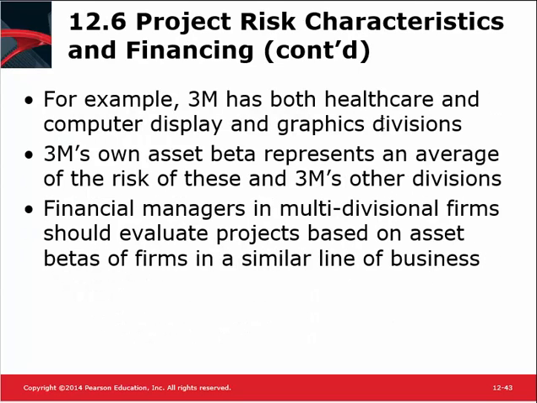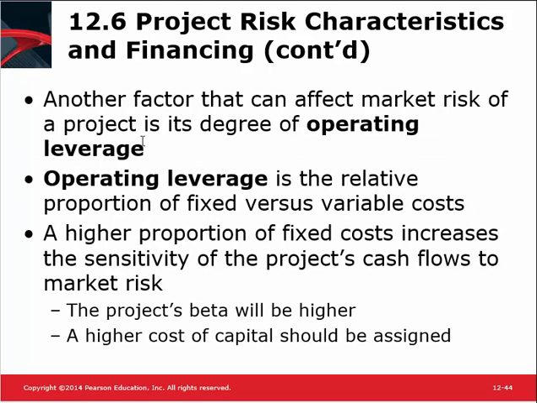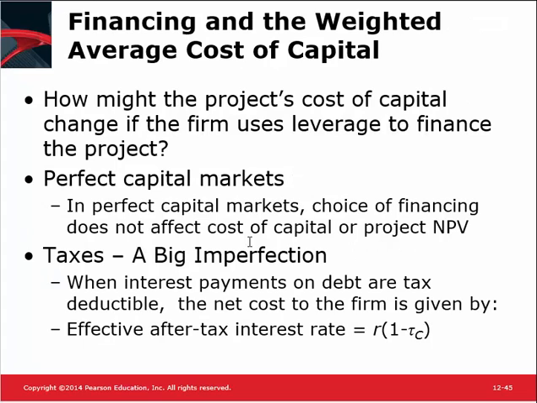We have healthcare, computer display, and graphics divisions. How you run those kinds of divisions is very different. In healthcare, the operating leverage, the amount of fixed costs in running the healthcare industry, is a lot different than manufacturing. So this operating leverage is going to have an impact on the beta of the company. Higher proportions of fixed costs will increase betas. So there should be a higher cost of capital assigned to those kinds of projects.